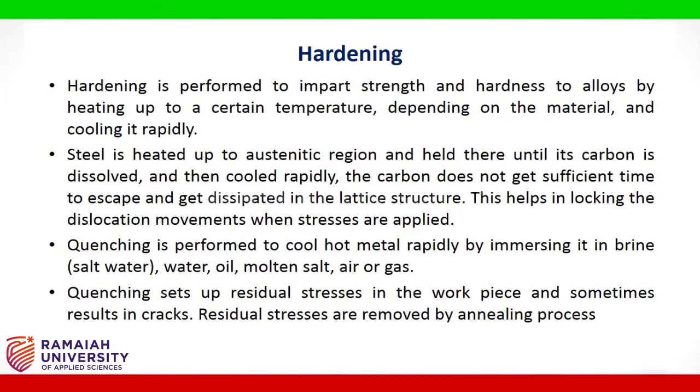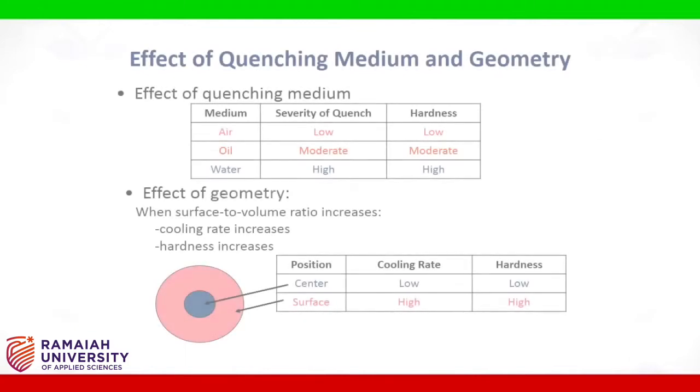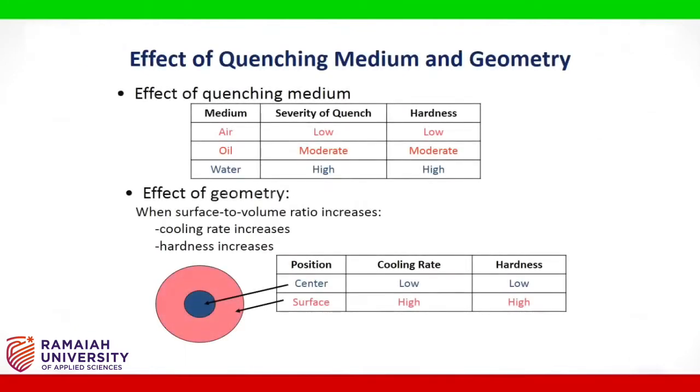Quenching is performed to cool hot metal rapidly by immersing it in brine, that is salt water, oil, molten salt, air or gas. Quenching sets up residual stresses in the workpiece and sometimes results in cracks. Residual stresses are removed by annealing process. Effect of quenching medium and geometry. Effect of quenching medium.